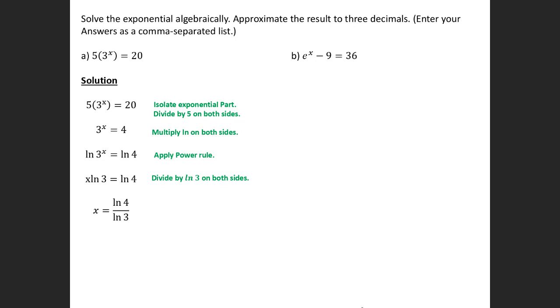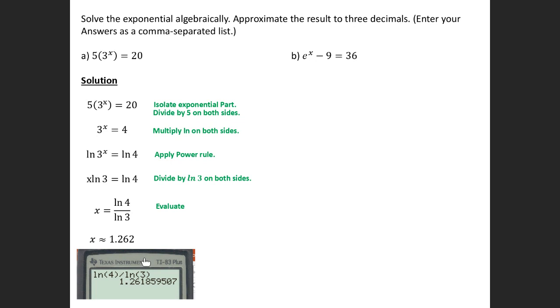Okay. All right. So if they asked us to do an estimation, again, we would plug it into our calculator. Don't forget your parentheses. The natural log of 4 divided by the natural log of 3 is going to give us 1.26185. Again, on our particular answer, we rounded to 5 decimal places. All right. So let's go ahead and work with B. Again, we want to solve for this x value here, but we have a subtracting 9 to this.